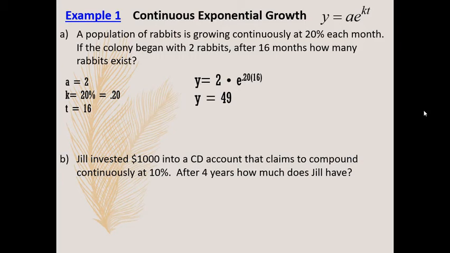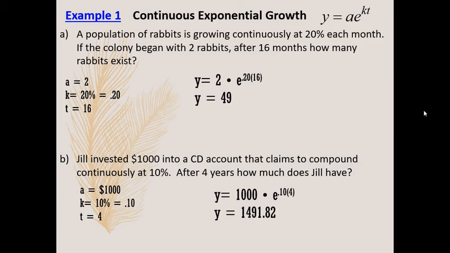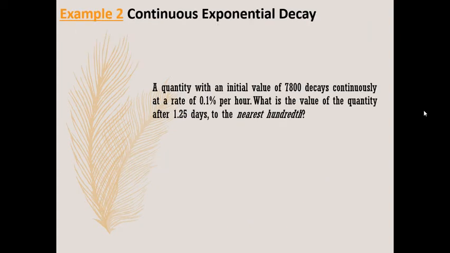What is our initial value? 1,000. What is our k? That's right, 10%. And our time is 4 years. This is what the equation looks like. Please go ahead and put this into your calculator and solve. So after 4 years, Jill will have $1,491.82. Now these are all exponential growth.